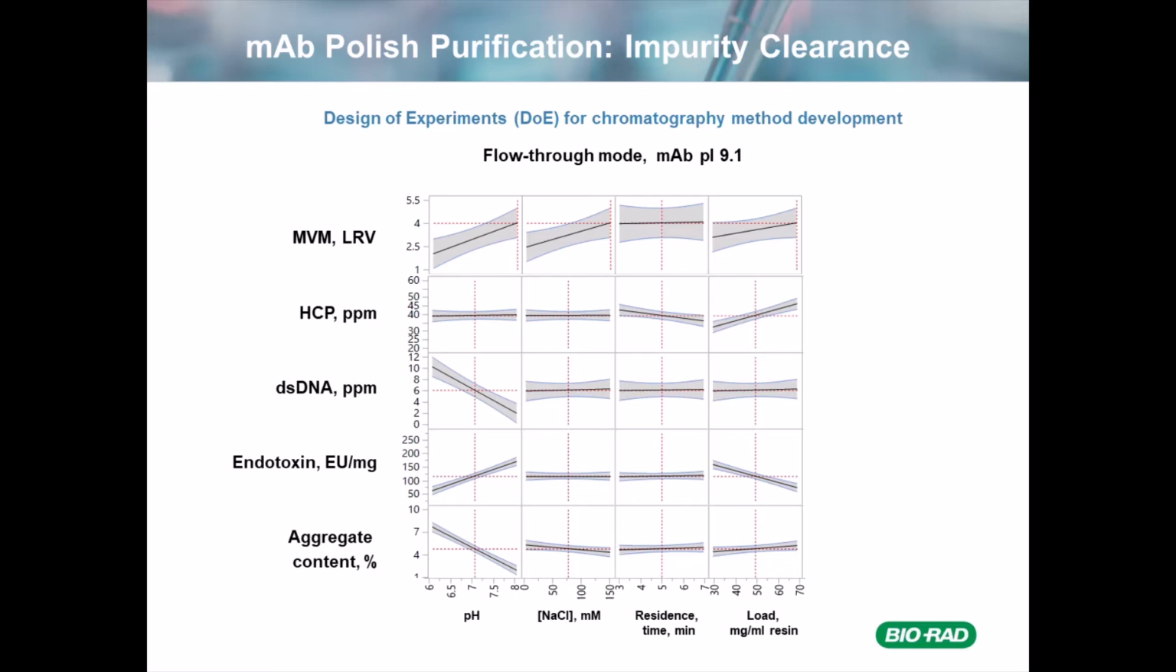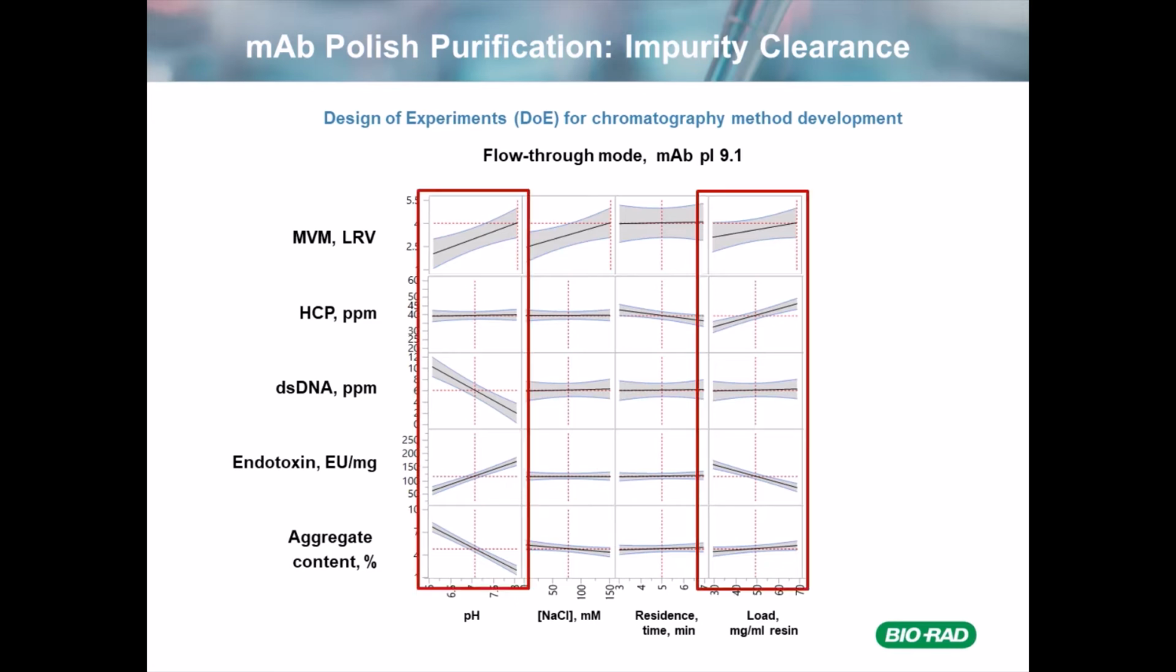Now, let's take a look at the flow-through separation of a mAb with a pI of 9.1. This is a polishing purification step. We want to use DOE to evaluate the important parameters for the clearance of impurities. As you can see here, the most important thing in this purification is the buffer pH.